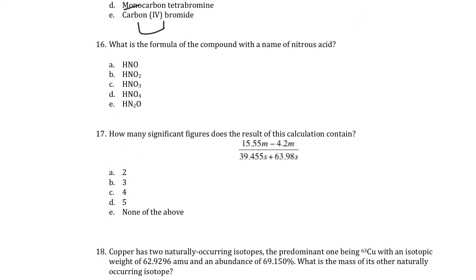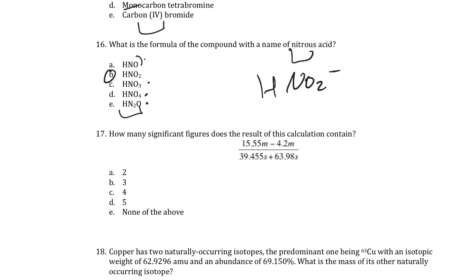Number 16, nitrous acid. So this would be the acid of nitrite ion, so that would be HNO2. Then HNO3 is nitric acid. I'm not sure this even exists, but if it did, it would be called pernitric acid. I don't think that makes any sense here to name that. But HNO, this might be hyponitrous acid. Again, probably doesn't exist, but if it did, we would call it hyponitrous acid.